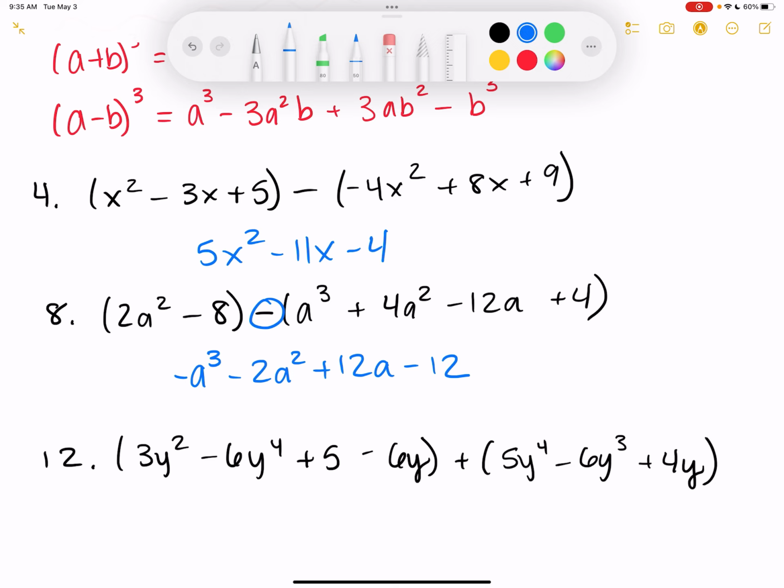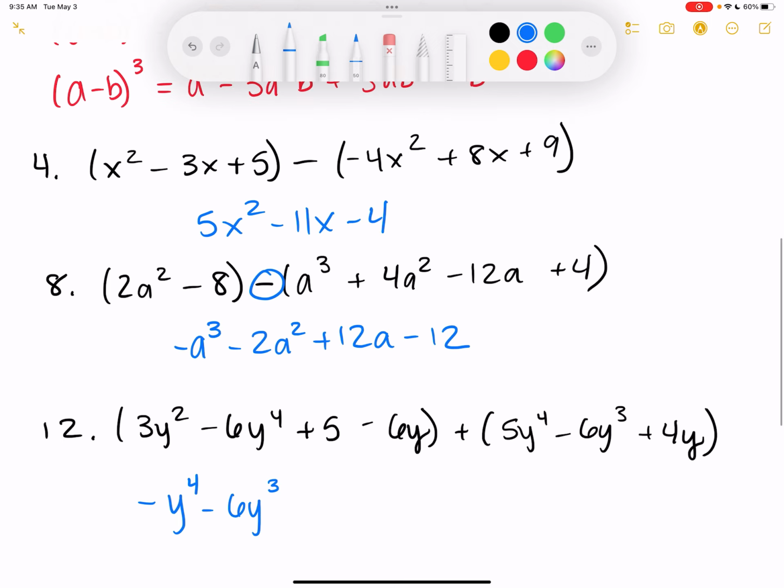So I'm going to look for my biggest term. I have a 4th power term in both of them. So negative 6y to the 4th plus 5y to the 4th is negative y to the 4th. Let's see. I don't have a cube term in the first one, but plus negative 6y cubed. So minus 6y cubed. When the sign here is positive, life's a lot easier.